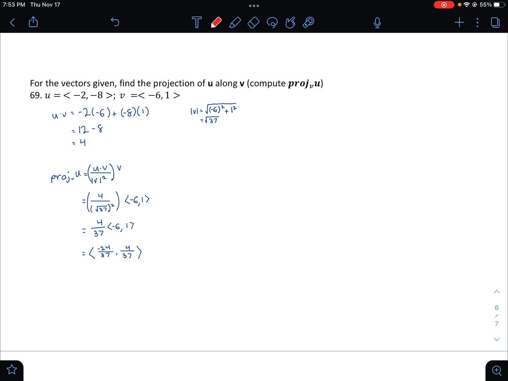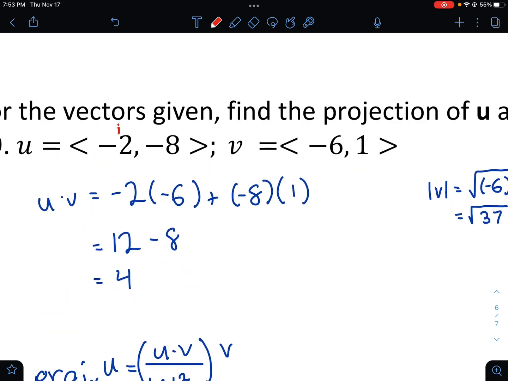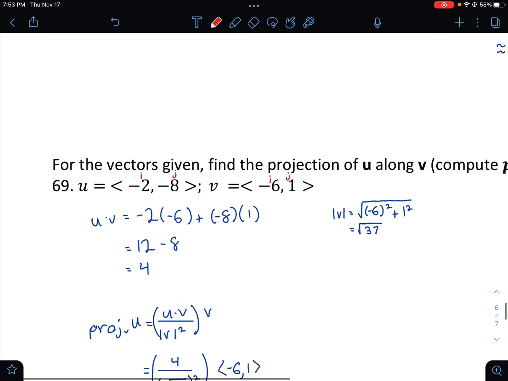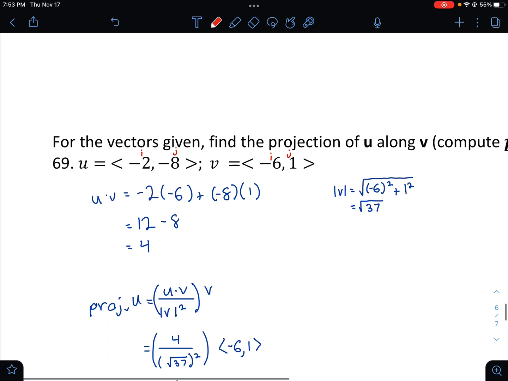So again, we'll put down our information. So this is i, this is j, this is i, and this is j. So to start off, we do -2 times -6, because those are both i's. So we put the i's together right here and multiply those together, and we put the j's together right here and multiply those together. Once we get that, we get 12 minus 8, which is found right there. And then 12 minus 8 simplified is just 4, which is our final answer for u times v.